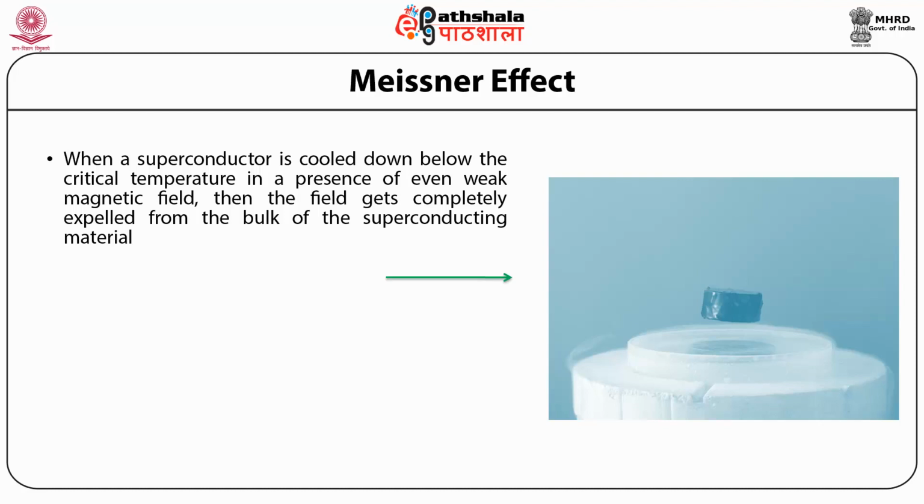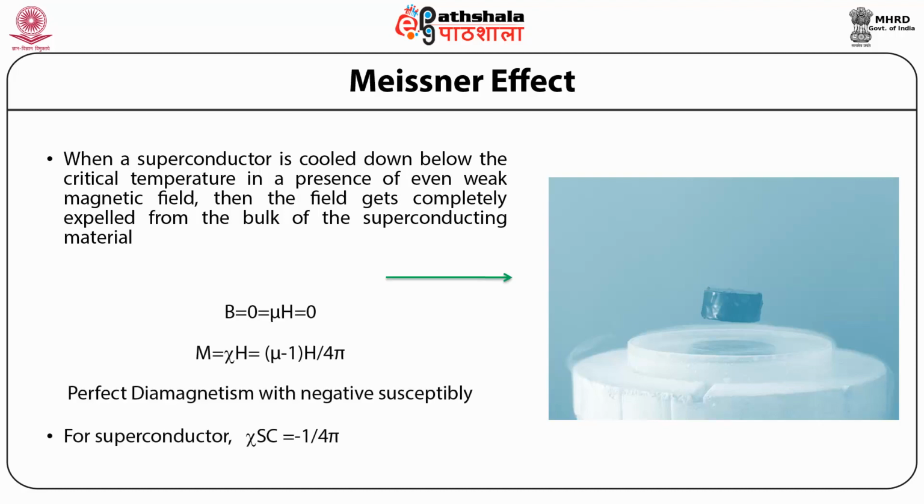I want to mention here that all superconductors are perfect diamagnets. Every material being diamagnetic is a universal phenomenon, but for perfect diamagnetism, the only best candidate is the superconductor. So there is complete expulsion of the magnetic field from inside the material at the critical temperature.